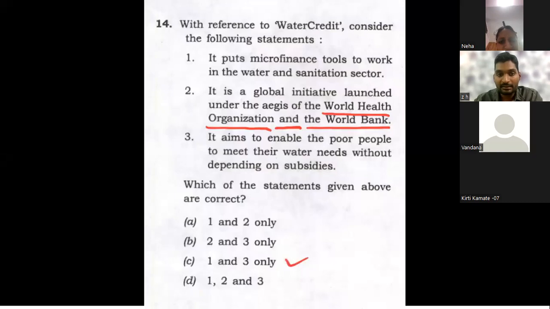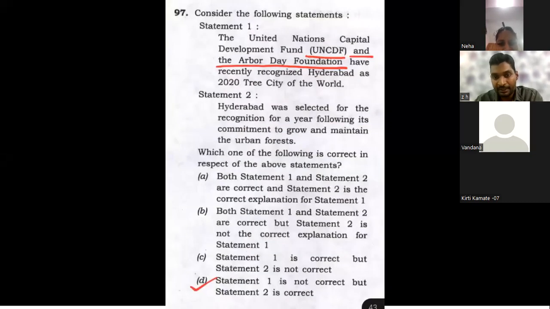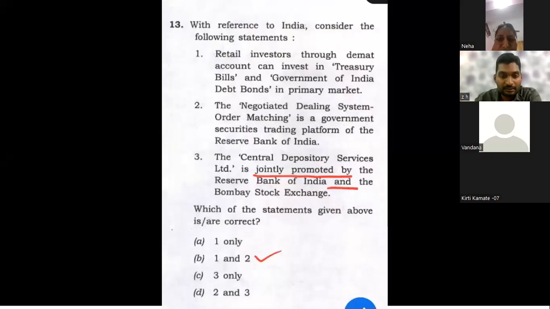Now we can make a comparison between the first question that we did and this second question. Now let me take an example of a third question from this very 2021 prelims paper. This question has 3 statements. The third statement is: the Central Depository Services Limited is jointly promoted by the Reserve Bank of India and the Bombay Stock Exchange. Again, remembering the original rule, if two organizations are jointly leading, executing, or promoting something together, that is most likely to be wrong. That is most likely to be incorrect.